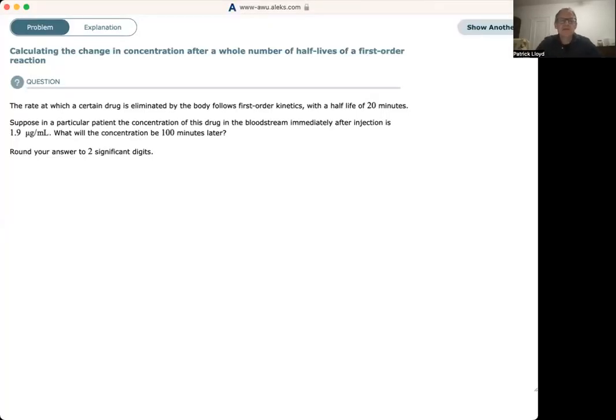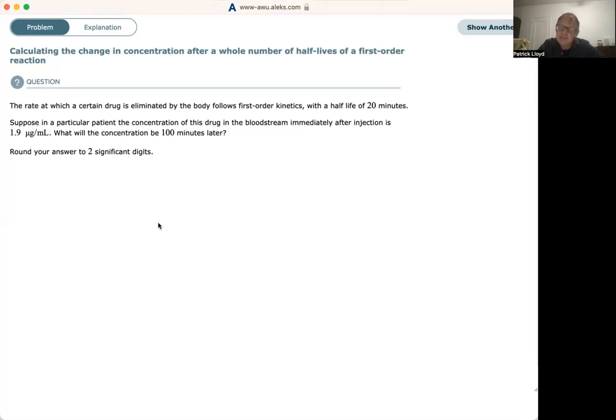Okay, in this problem, we're going to look at what's called the half-life. It says here that we're going to calculate the change in concentration after a whole number of half-lives of a first-order reaction. I'm going to point out that this is a very specific type of problem in a couple of ways. One is that it's a whole number of half-lives. Any problem that doesn't use a whole number of half-lives would have to be dealt with differently. But if it specifically says a whole number of half-lives, then we can use this approach.